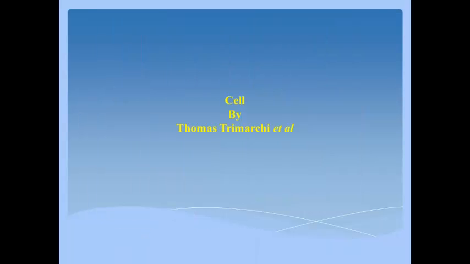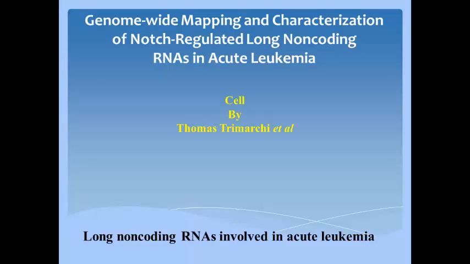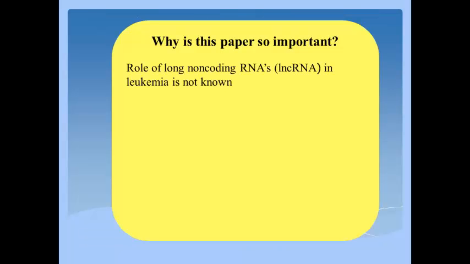Next, let's look into another paper published by Thomas Trimarchi and colleagues in Cell. Authors demonstrate a role for long non-coding RNAs, I'll be calling them lncRNAs, in acute leukemia. Why is this paper so important? The role of long non-coding RNAs, that is lncRNAs, in leukemia is not known.